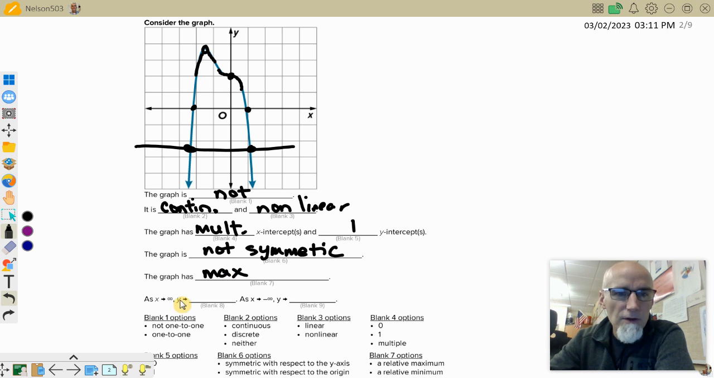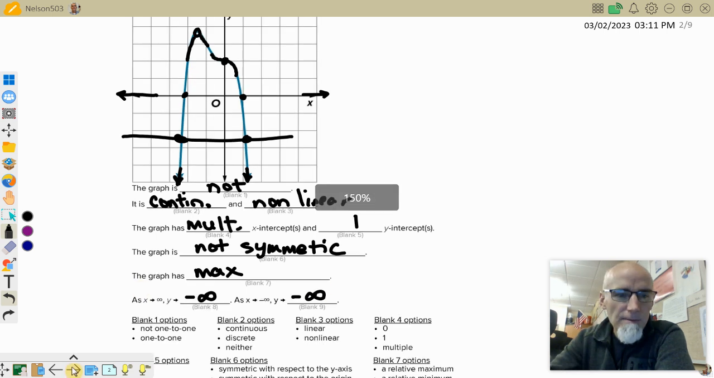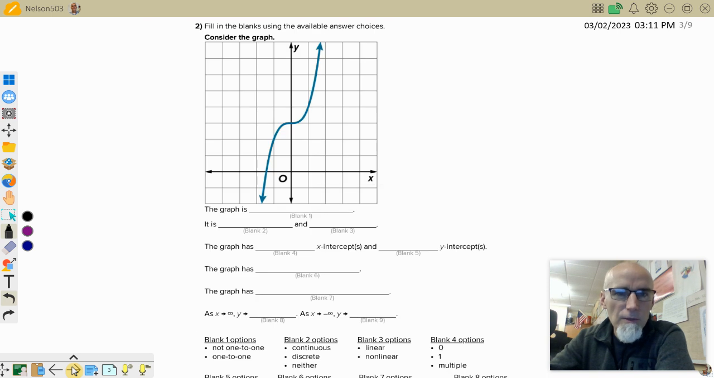And then the end behavior, I'm glad I can see that right there. So the end behavior, as we're going to the left, we're going down. So this should be negative infinity right here. And as we're going to the right, we're going down. So that should be negative infinity over there. All right, next problem is number 2.